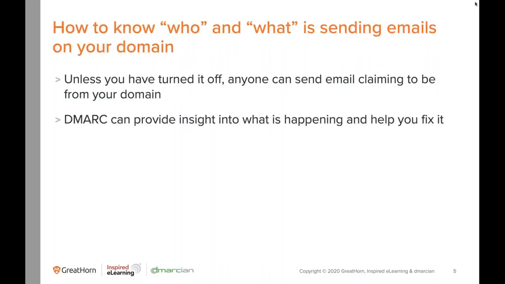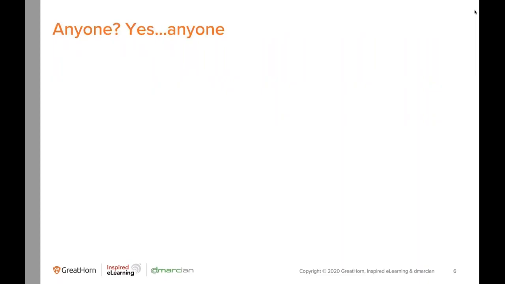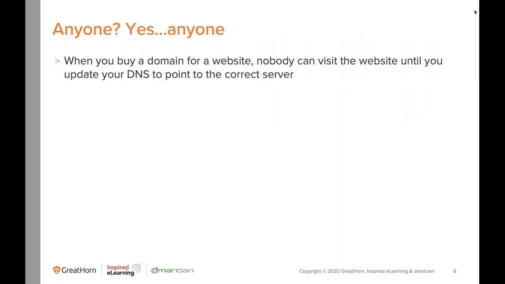So first, let's talk about who and what is sending emails on your domain. It may come as a surprise to you, but unless you've actually turned off the ability to send email from your domain, anyone could actually be sending. You may have signed up for certain organizations and given them permission to, but there's a lot going on that you probably don't know about and don't approve of. DMARC can give you a lot of insight into exactly what's going on and then help you fix it. And yes, we do mean absolutely anyone.